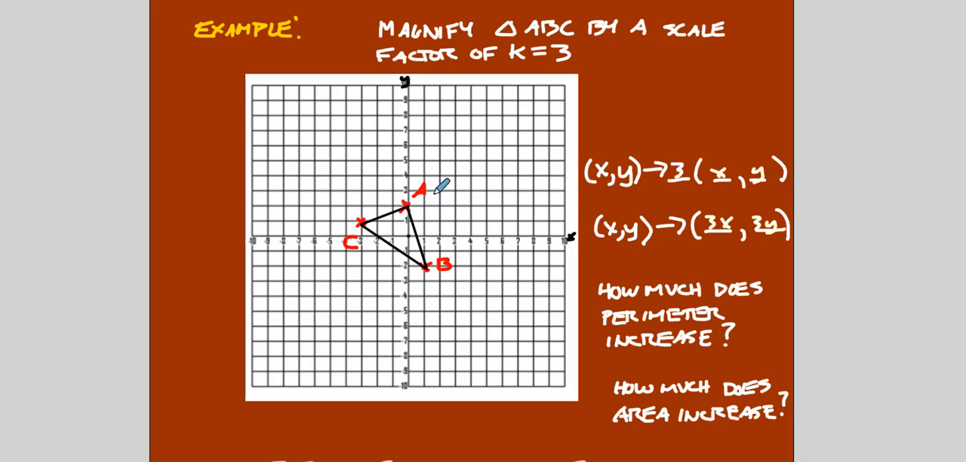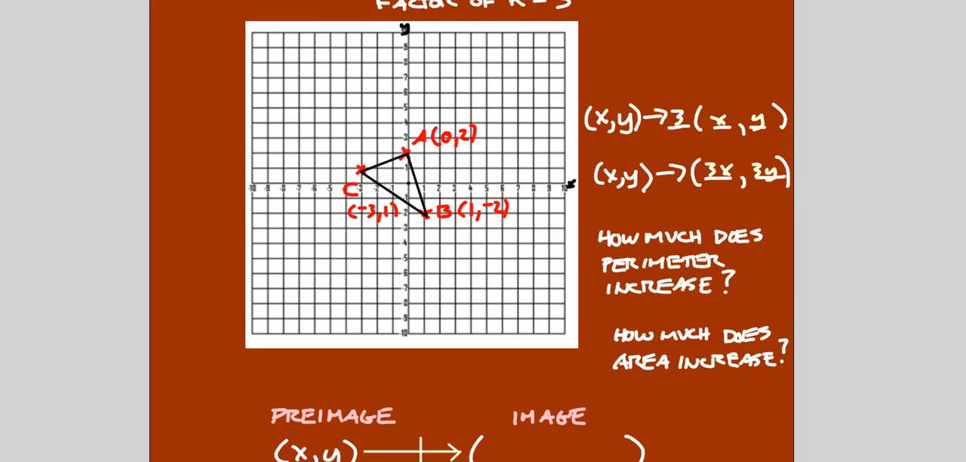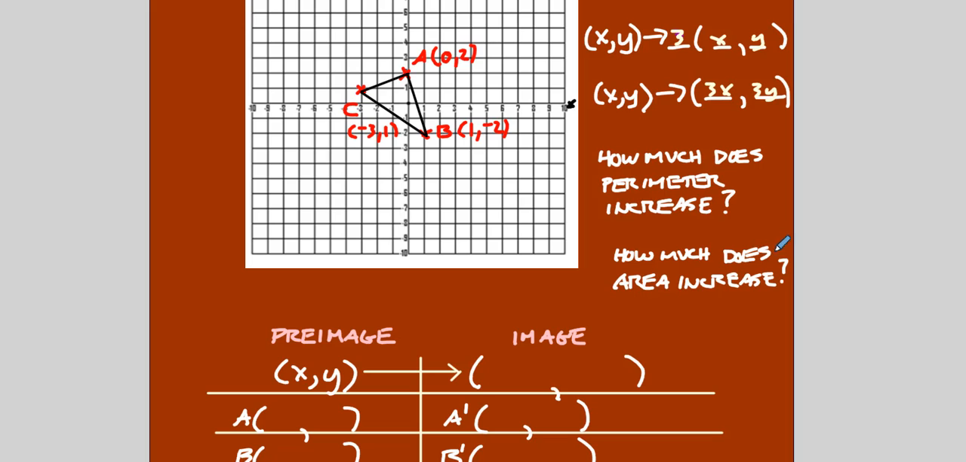Okay, well, before we do anything else, we need to know the coordinates of these different points. So A, in this diagram, is 0, 2, 0 in the x and 2 in the y. B is 1 in the x, negative 2 in the y, so that's 1, negative 2. C is negative 3, 1. Alright, so now we'll get to these questions in a moment. But now we're going to use x, y becomes 3x, 3y, like I did up here. Okay, so let's do that in different colors so I can see it.